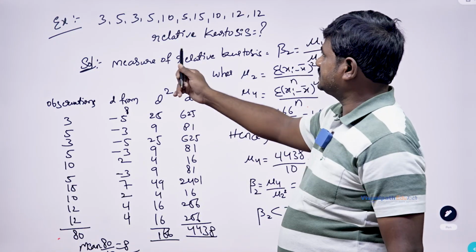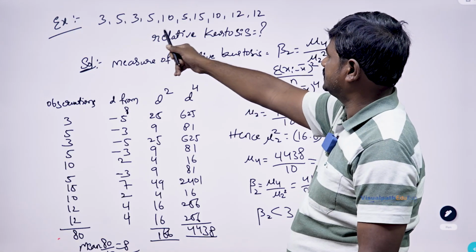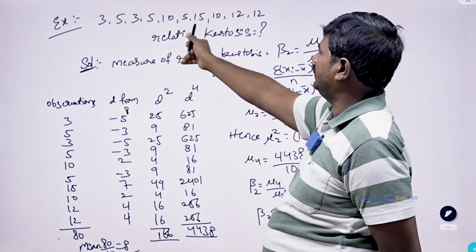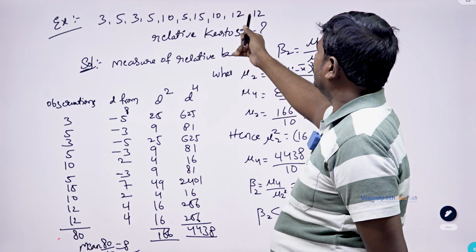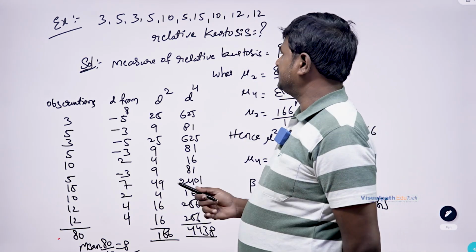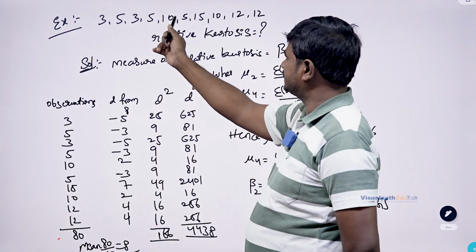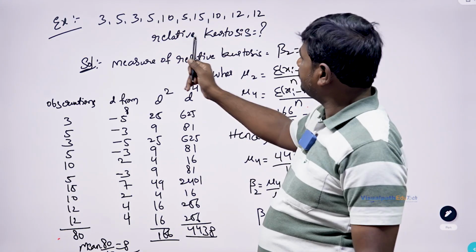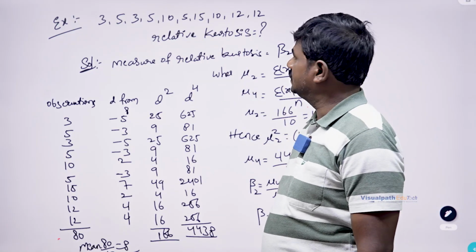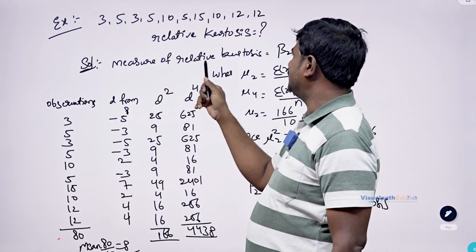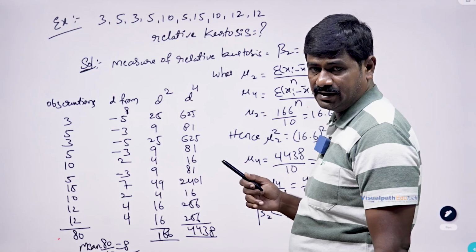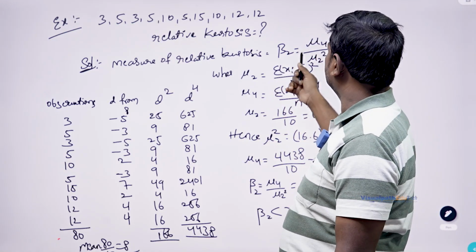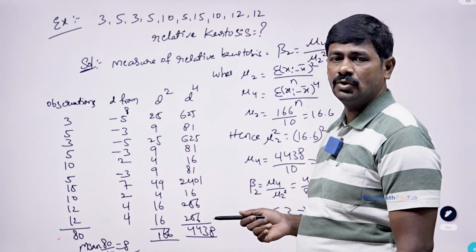Next example. Here we have some observations: 3, 5, 3, 5, 10, 5, 15, 10, 12. So here we have 10 observations, that is 1, 2, 3, 4, 5, 6, 7, 8, 9, 10. We need to find the relative kurtosis. To find the measure of relative kurtosis, we already know the coefficient of relative kurtosis, beta 2, is equal to mu 4 by mu 2 square.